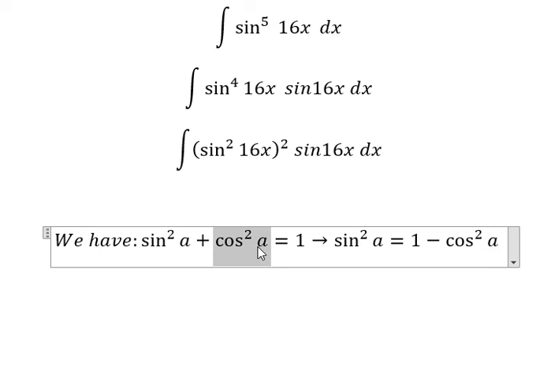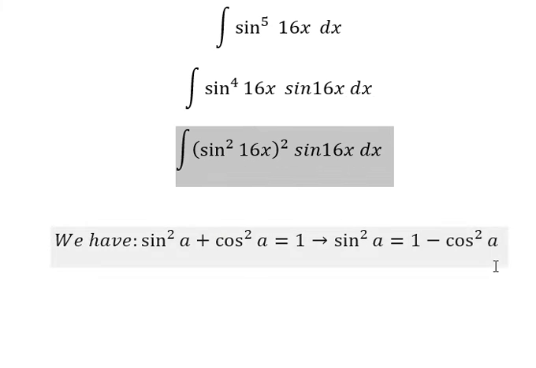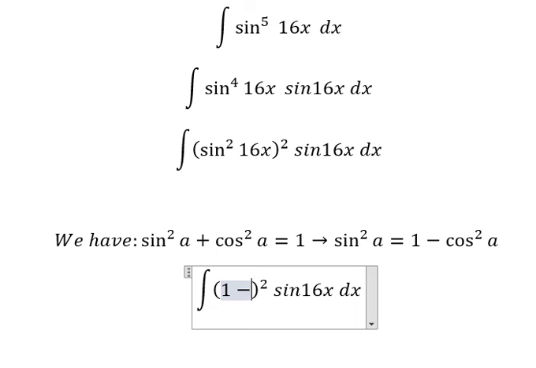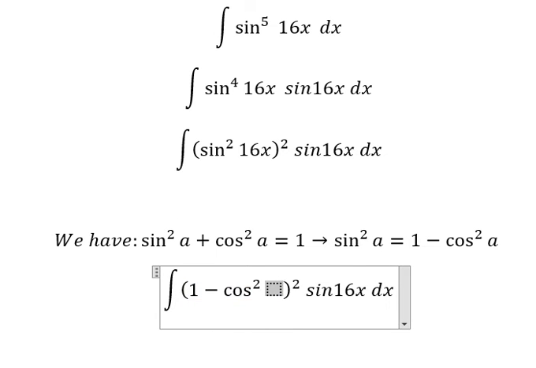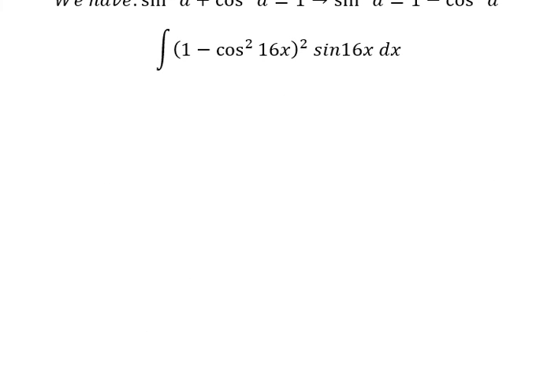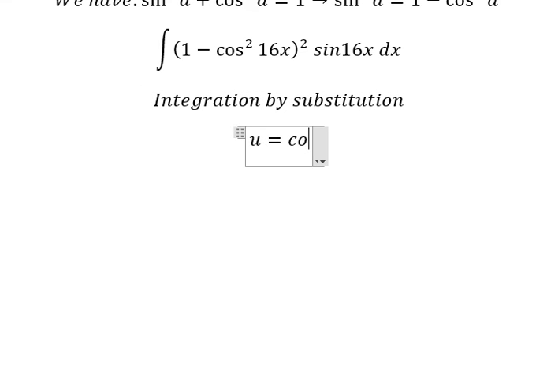So I will put this one to the right, and now we need to transform this one into this one. Next, we can use integration by substitution. So I will put u equal to cosine of 16x.